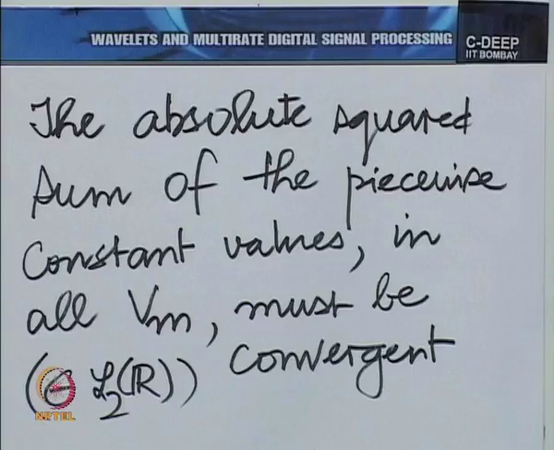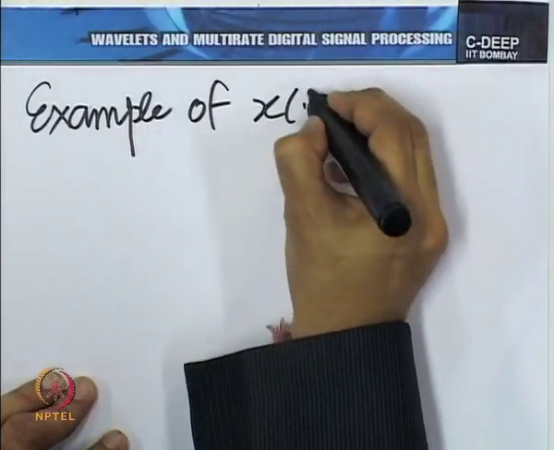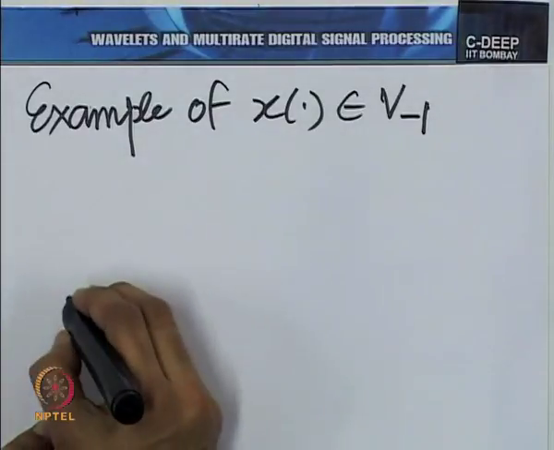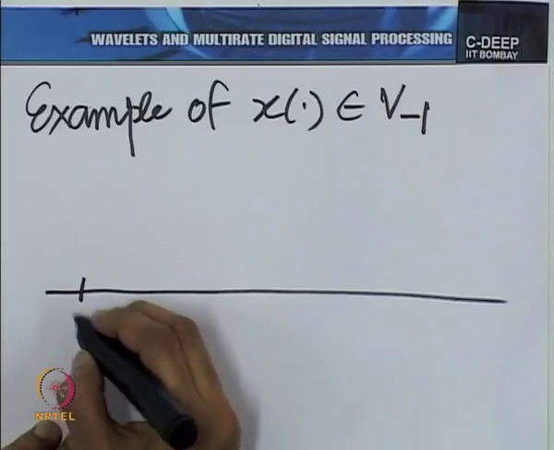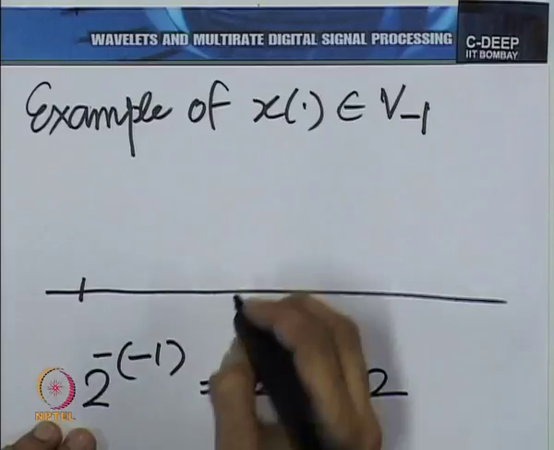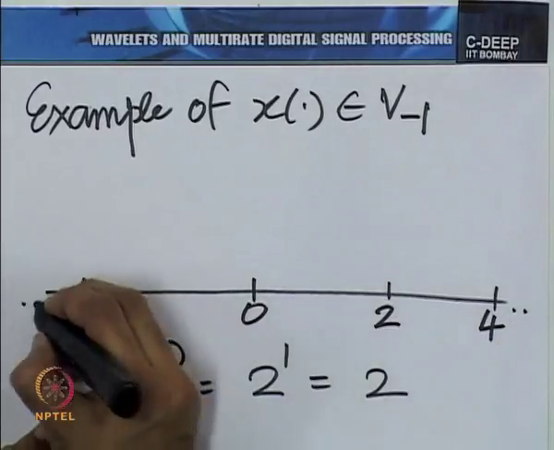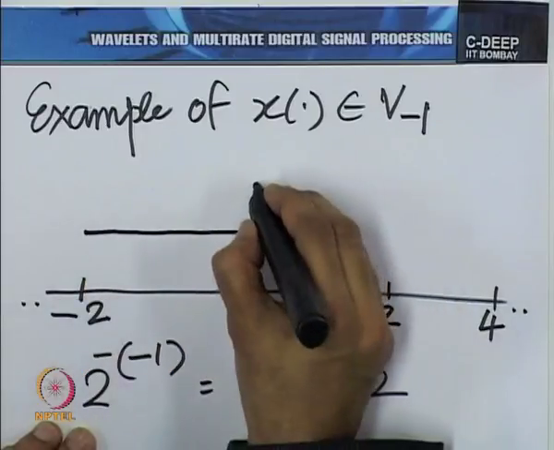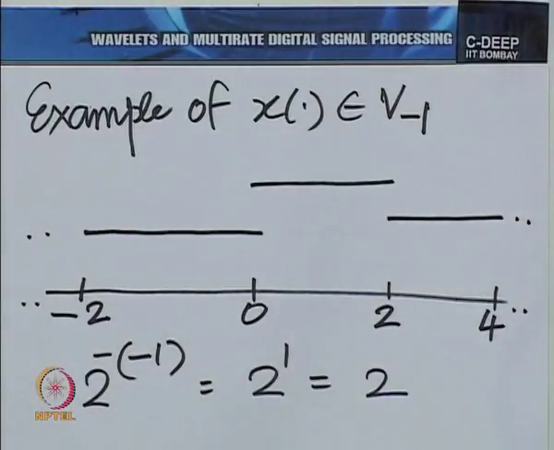Let us also take an example of a function belonging to V minus 1. So, minus 1 means intervals of size 2 raised to the power minus of minus 1. So, intervals of size 2 and so on there and so on there, and we have piecewise constants there. And so on here and so on there. So, now we get our ideas fixed, what we mean by the spaces V m.